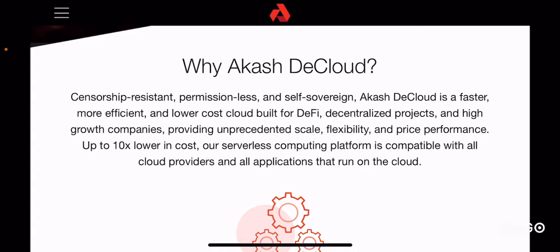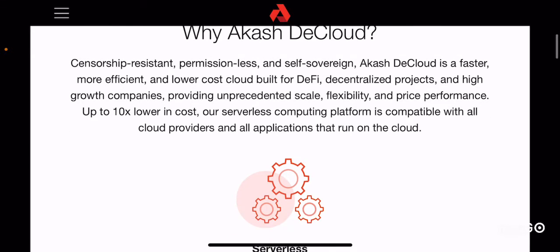So basically, you can use Akash D-Cloud in order to access a faster and more efficient service, which is basically low cost, which can be built on any DeFi platform for any DeFi projects, as well as it's basically custom made for high growth companies, providing unprecedented scale, flexibility, and price performance, right? Again, pretty much top notch in every layer of decentralization, scalability, as well as flexibility.